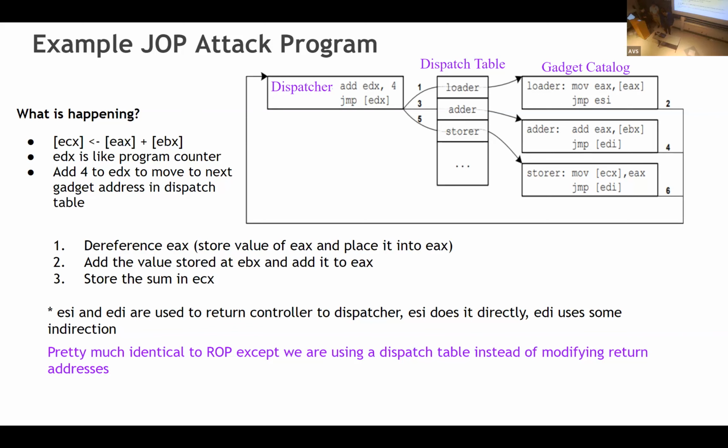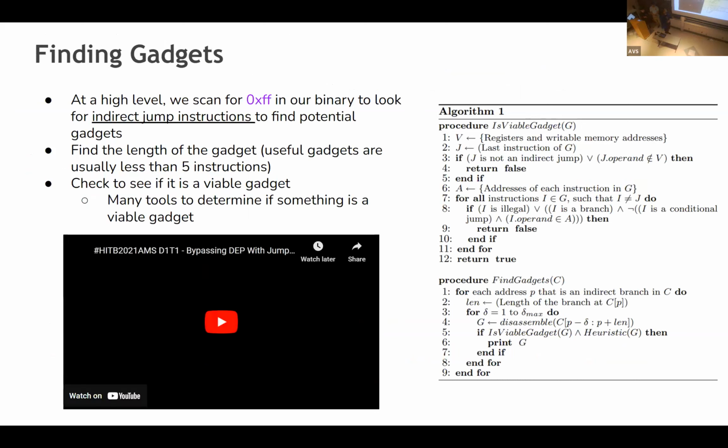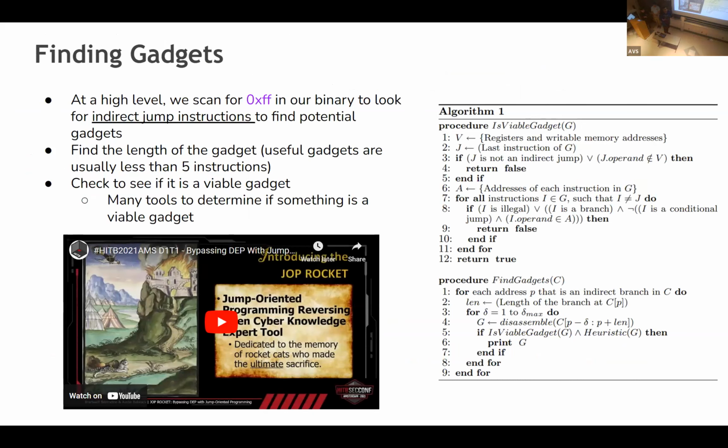Finally, the last thing I'll talk about very briefly is how to actually find these gadgets that you're going to be putting in your gadget catalog. At a very high level, we're scanning for 0xFF in our binary, because that indicates there's an indirect jump instruction. The rest of this isn't really that important, even this algorithm isn't that important. What's interesting to note is that there's been a lot of work done in recent years to automate the process of finding these gadgets, such as this cool tool called JOP Rocket that we'll talk about later.